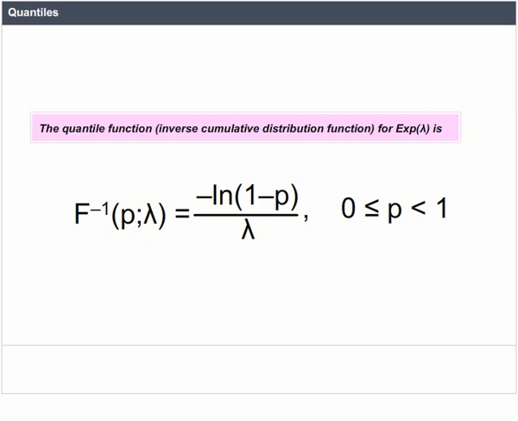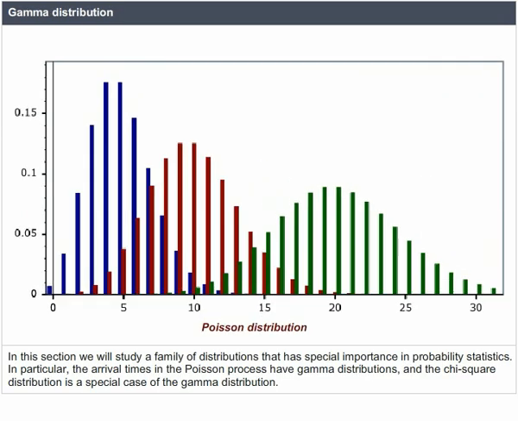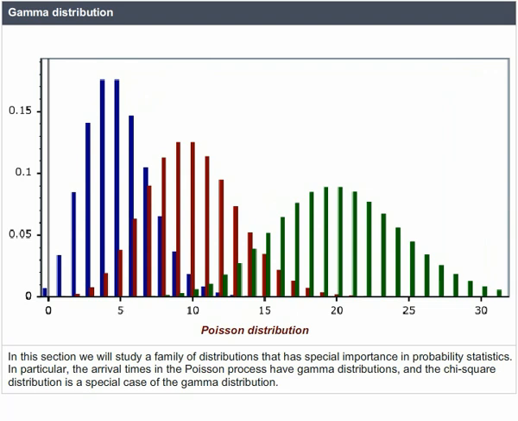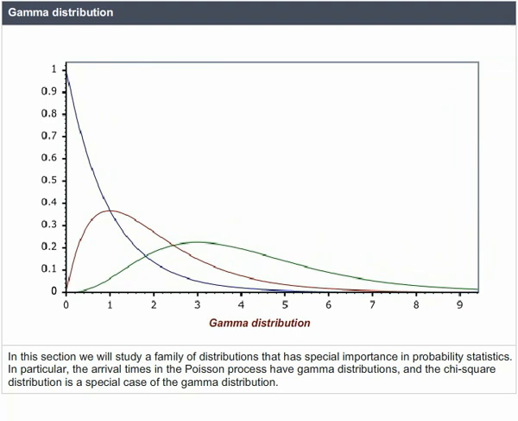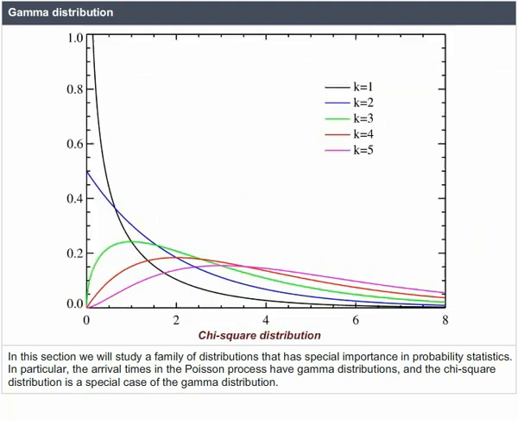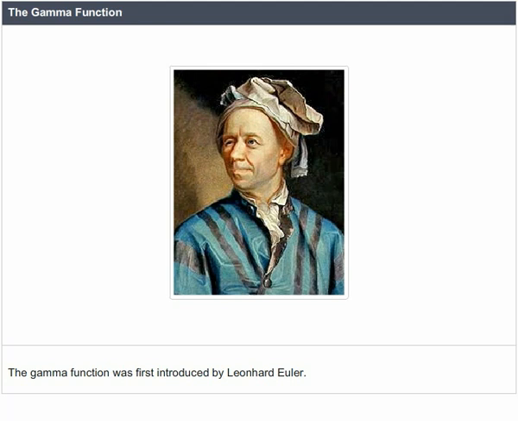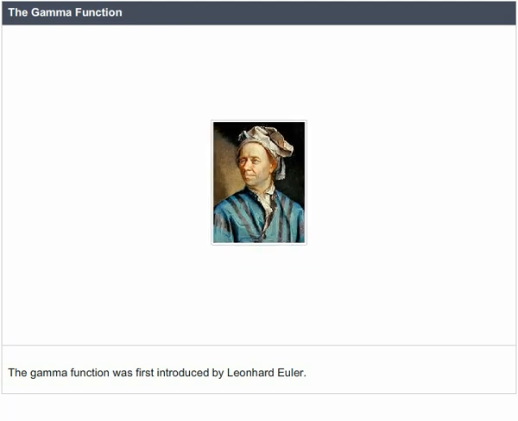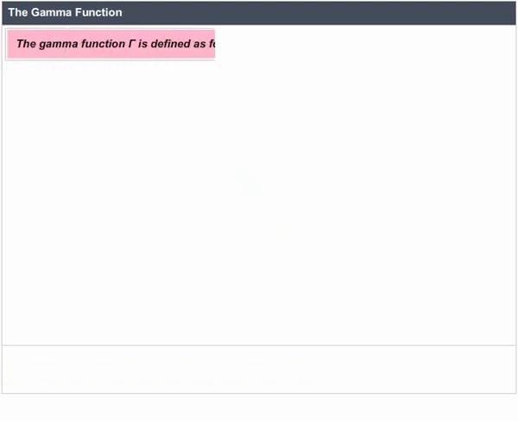Gamma distribution. In this section, we will study a family of distributions that have special importance in probability and statistics. In particular, the arrival times in the Poisson process have gamma distributions, and the chi-square distribution is a special case of the gamma distribution. The gamma function. The gamma function was first introduced by Leonhard Euler. The gamma function is defined as follows.